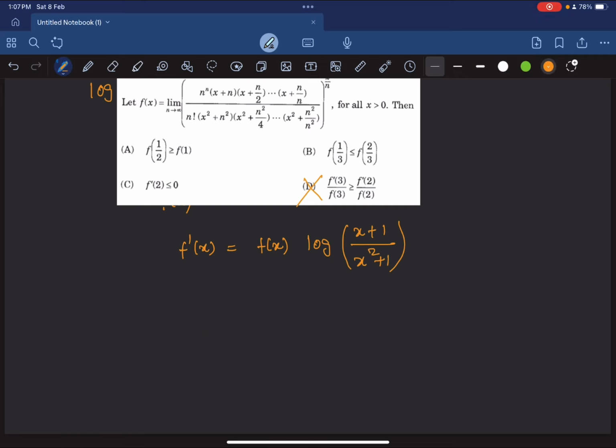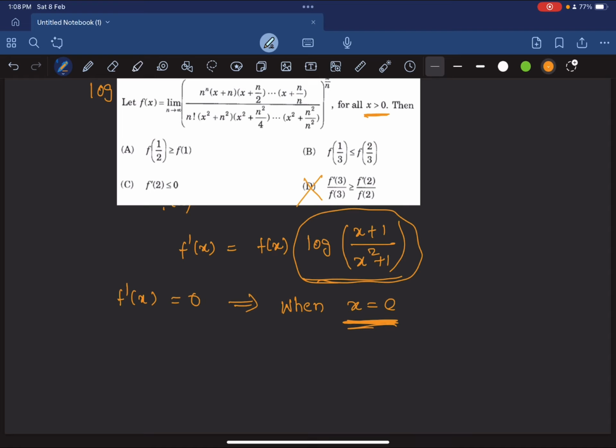Now tell me one thing. When does f dash of x become 0? That becomes 0 when x is equal to 0. Put x equal to 0, this term will become log 1 upon 1. So this is 0. And also we cannot put x equal to 0 because x is greater than 0 and it is given in the question.